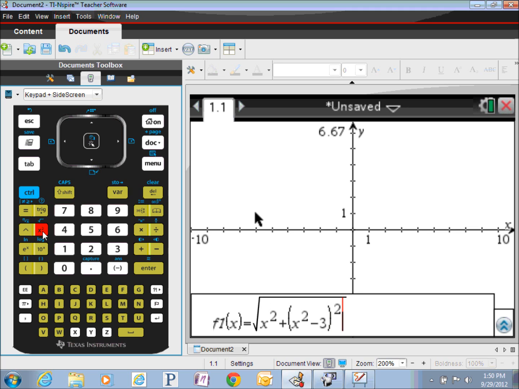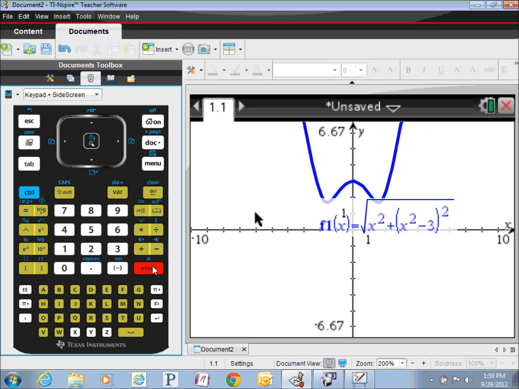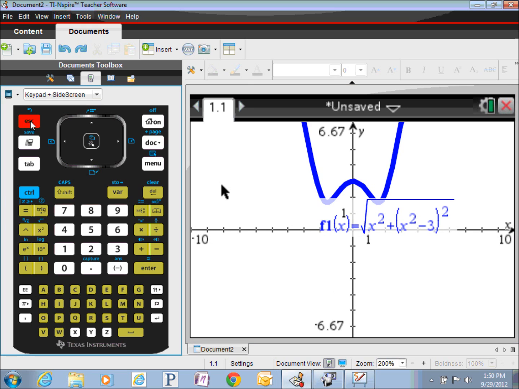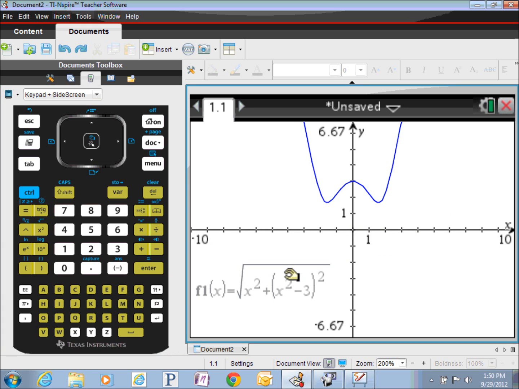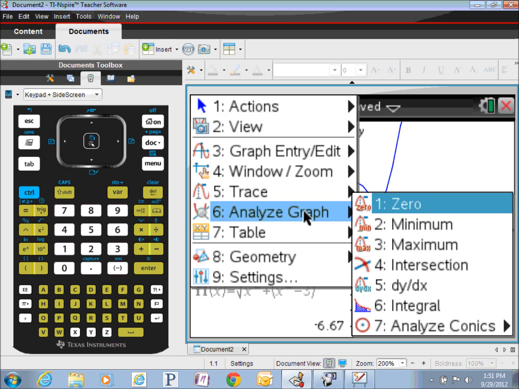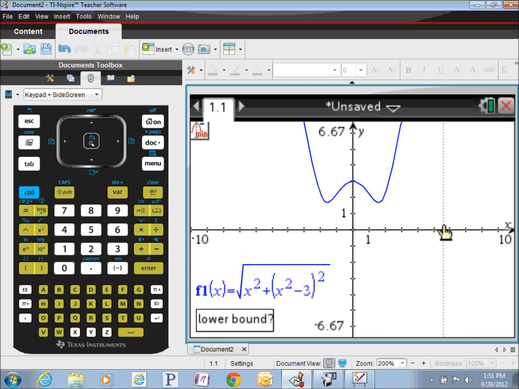So if we take that and graph it, let's see what we get. I'm going to move this equation out of the way a little bit. So what do you see? I see a graph that looks like it has two minimums, which makes sense because we thought there were going to be two of them when we looked at our other picture right off the bat. So I need to analyze my graph. Menu, analyze graph. I'm looking for a minimum. I'm going to start looking here and finish looking there.